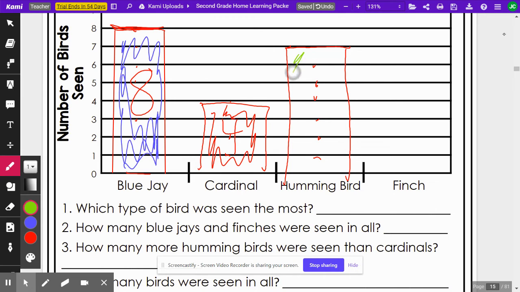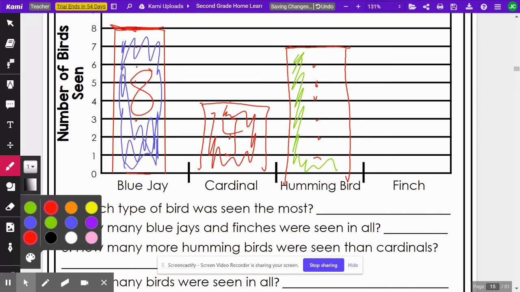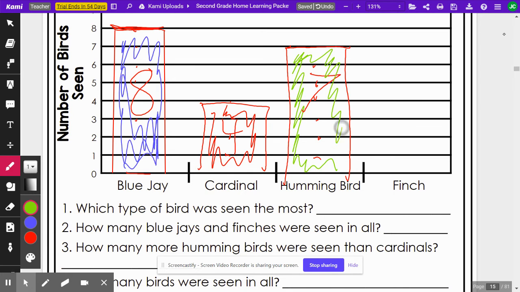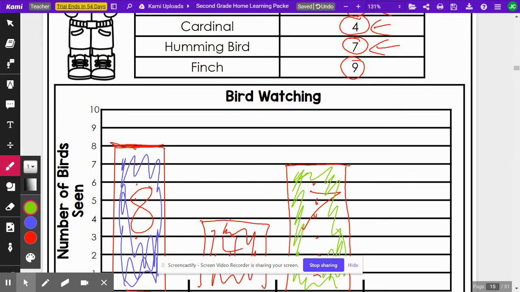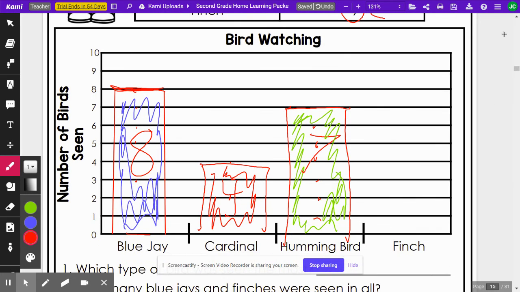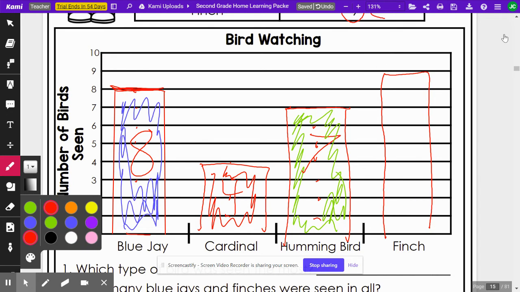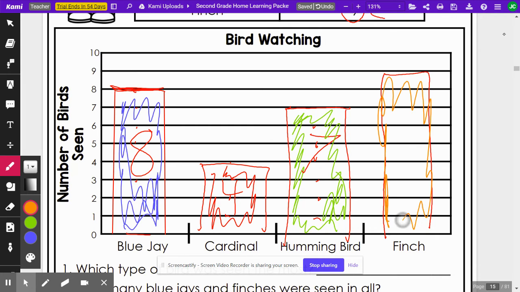There we go. And finches. We had 9 finches. And we're going to make the finches orange because they can be almost any color. Orange finches, and we had 9 of them. By the way, I forgot to count. We know that 0 is here, and then we go 1, 2, 3, 4, 5, 6, 7, 8, and you can even see it right over here, 8, 9 right there at the top.